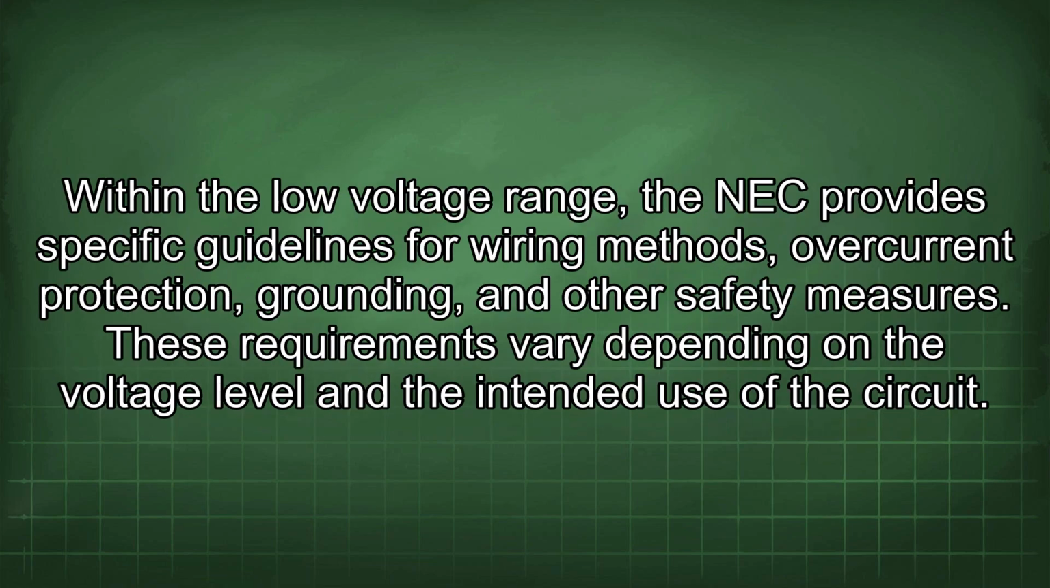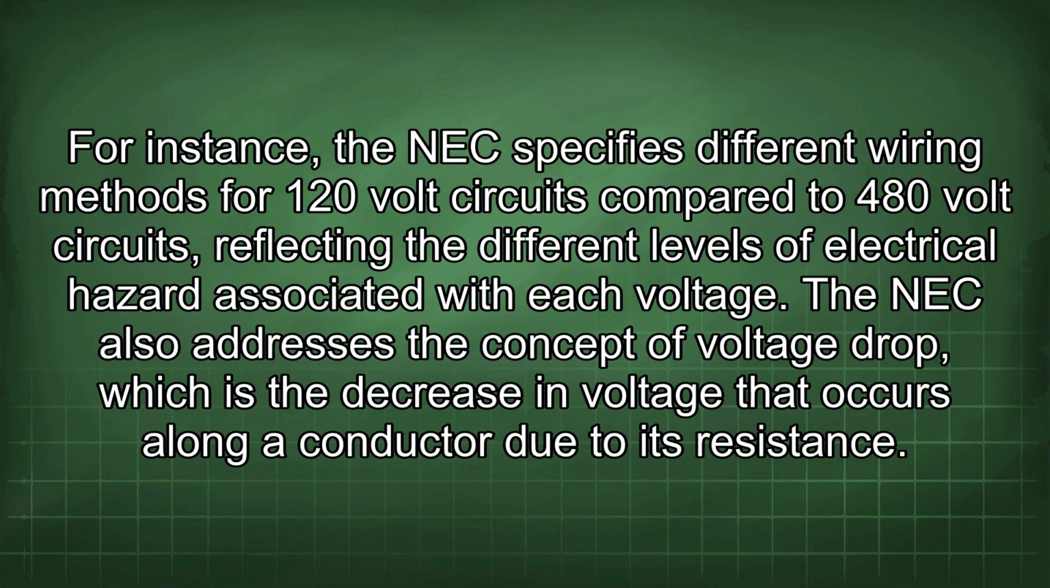Within the low voltage range, the NEC provides specific guidelines for wiring methods, overcurrent protection, grounding, and other safety measures. These requirements vary depending on the voltage level and the intended use of the circuit. For instance, the NEC specifies different wiring methods for 120 volt circuits compared to 480 volt circuits, reflecting the different levels of electrical hazard associated with each voltage.